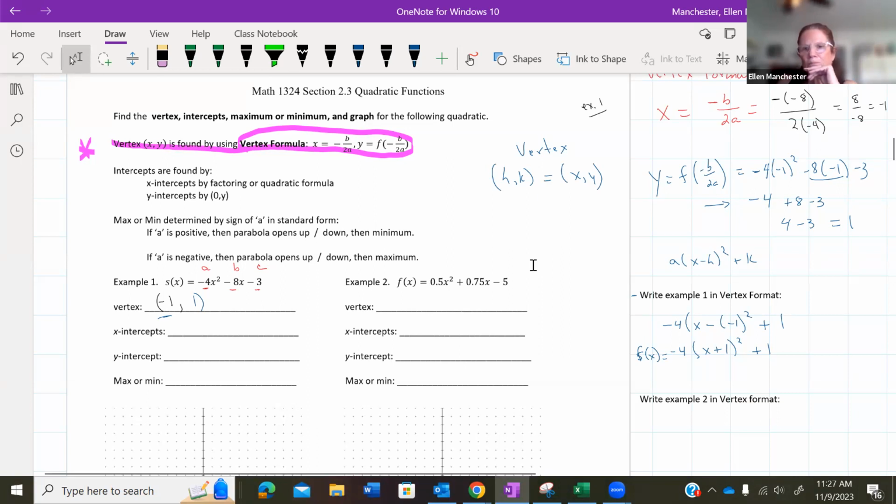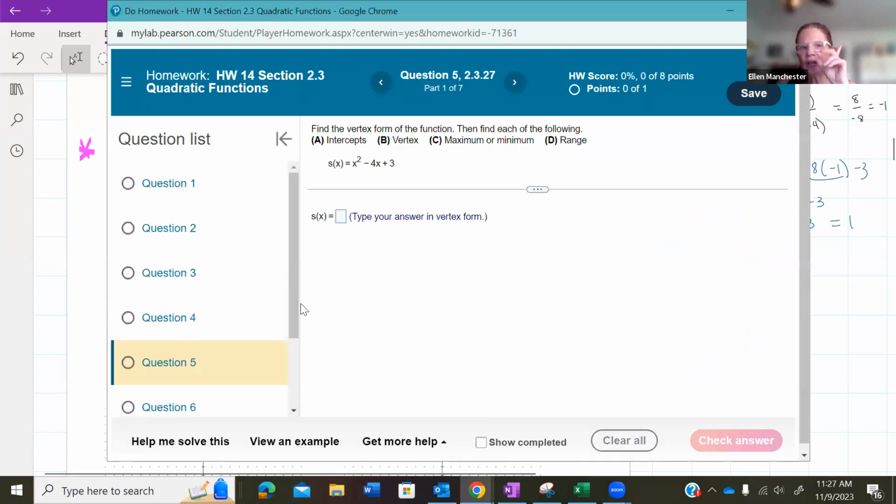So when you're doing your functions, in your MyMathLab, this is how you're going to do it. You're going to start with, okay, I have it in standard form. Even though it says a, do the intercepts, b, find the vertex, you're not going to do it in that order, because it wants you to write it in vertex format. So you have to find the vertex first.